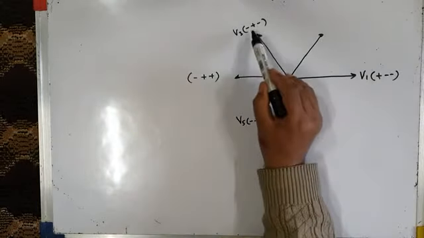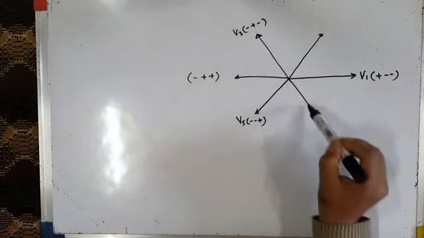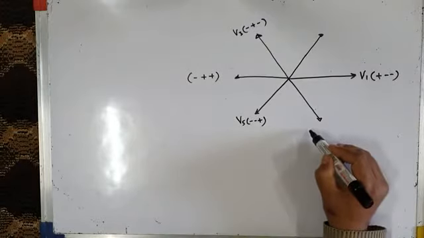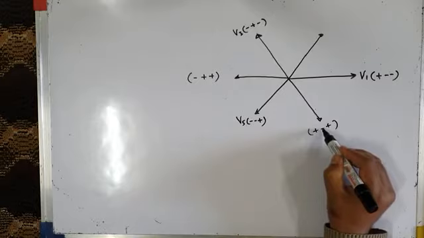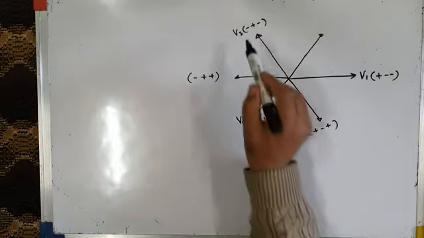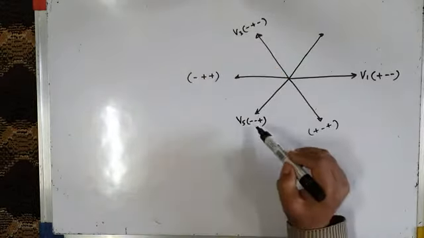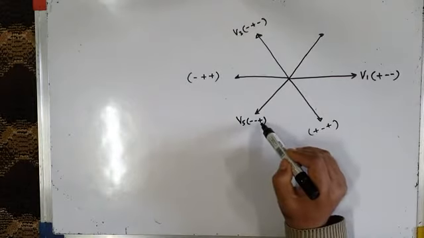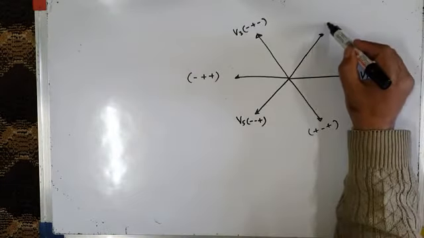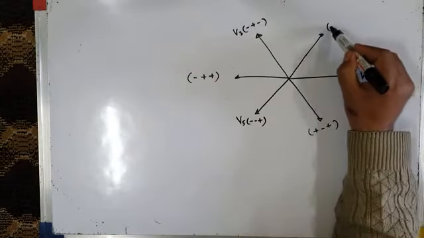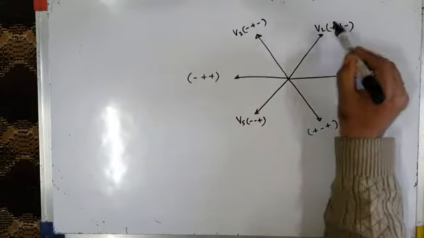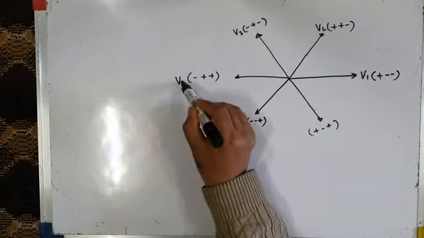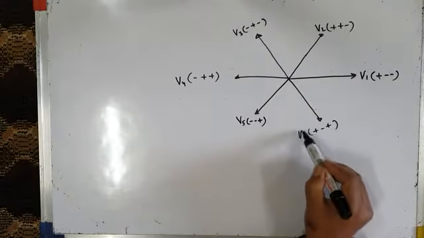Here Y phase is at maximum. Here Y phase will be at negative maximum. Plus minus plus. So Y phase is at negative maximum. Here Y phase is at positive maximum. Here B phase is at positive maximum, and here B phase will be at negative maximum. Plus plus minus. So this is V1, this is V2, this is V3. I have already noted it. V4, V5, and this is V6.